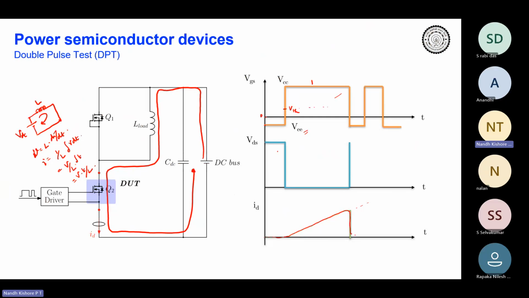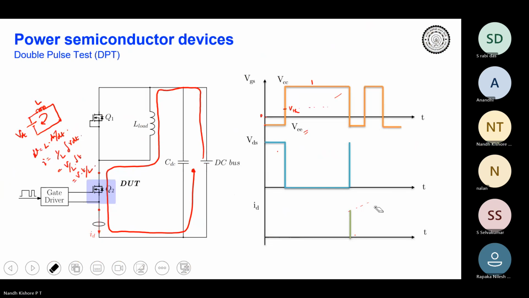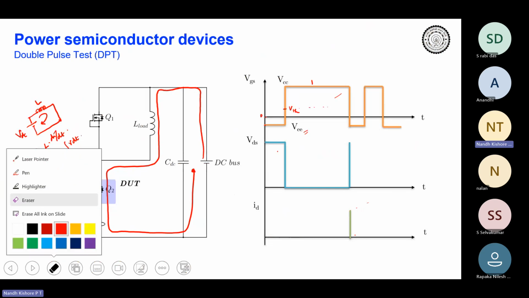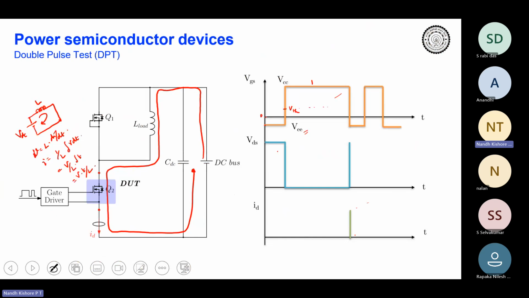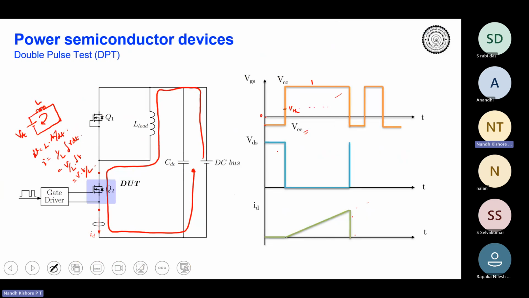Okay, so what did you do later on? You just turned off the device, correct? So you turned off Q2. Once you turned off Q2, immediately the device current fell to zero, obviously, right? Because the gate-source voltage goes below the threshold voltage, and therefore Q2 got turned off. Okay. Then after that, what happened?